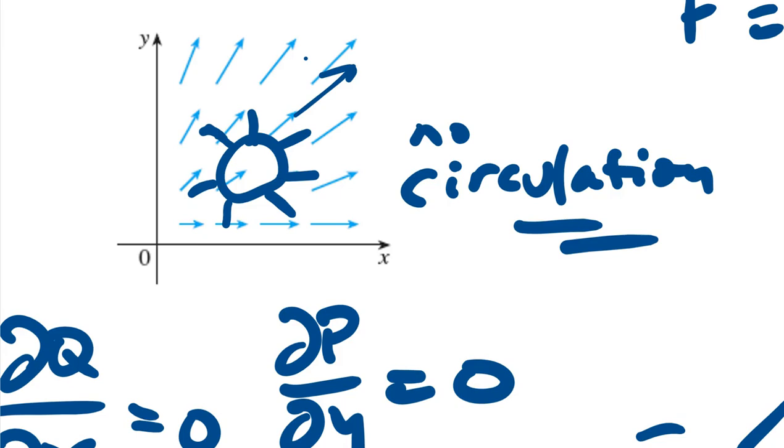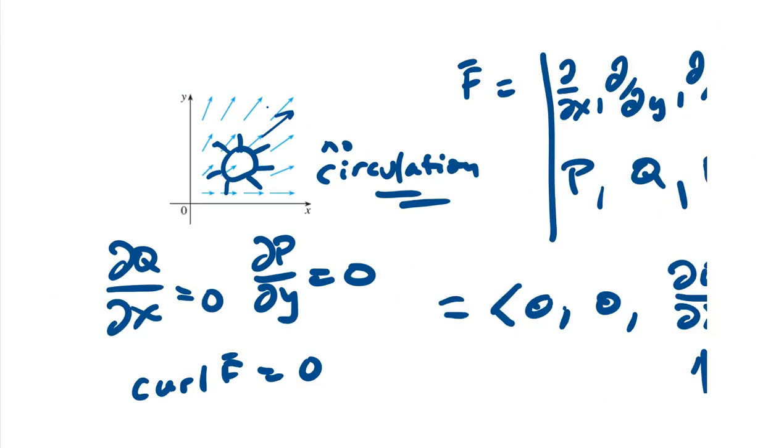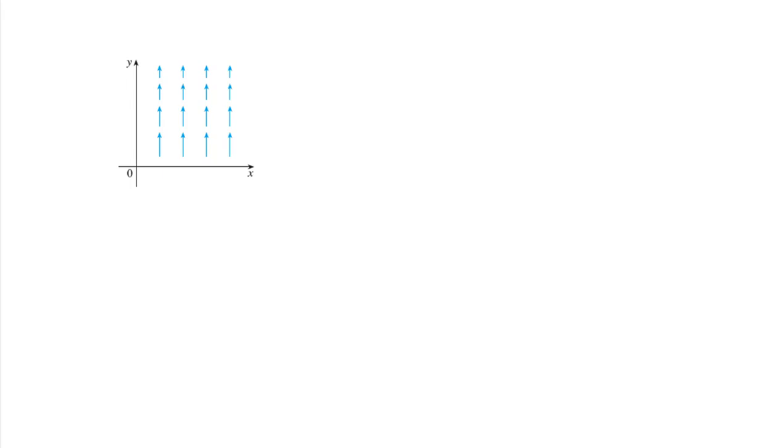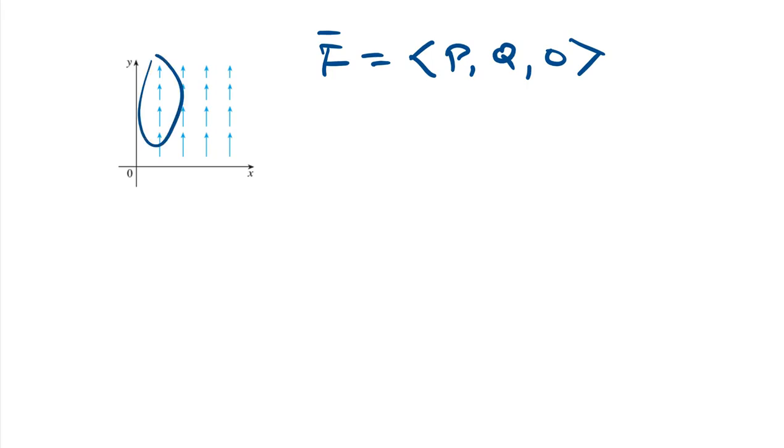All right, I'll go ahead and do another example from the homework. For this one, we also have F is just (P, Q, 0). There's no z coordinate in this. It looks like the divergence is going to be less than 0.